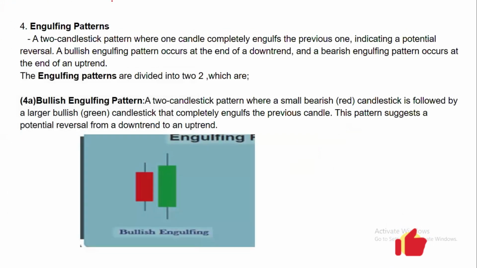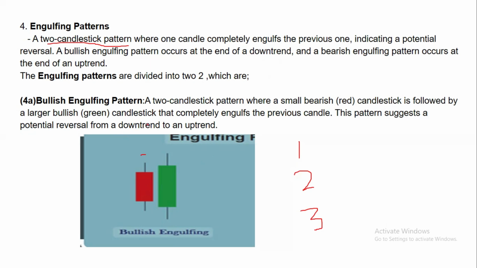Now we have the engulfing pattern. This candlestick is a very, very popular candlestick. It is a two candlestick pattern. If I can break it down, there are some types of candlestick patterns. We have the one candlestick pattern, we have the two candlestick pattern, we have the three candlestick pattern, right? The engulfing candle is a two candlestick pattern where one of the candles engulfs the previous one. The meaning of engulf is that it displaces over the previous candle, right?